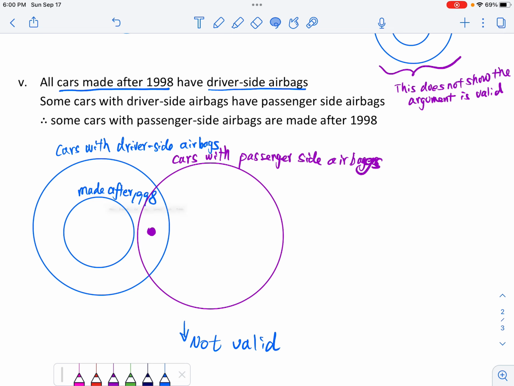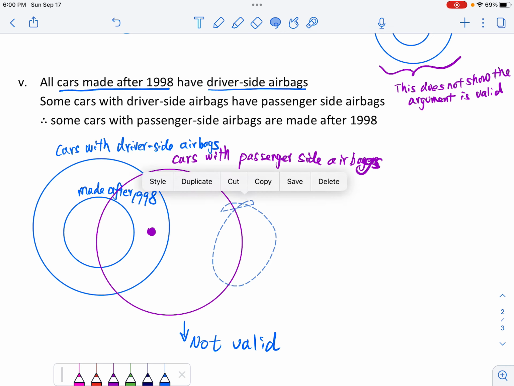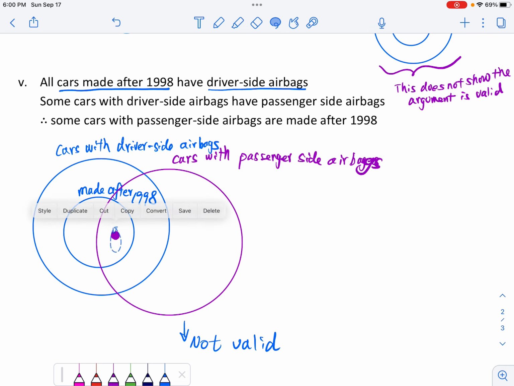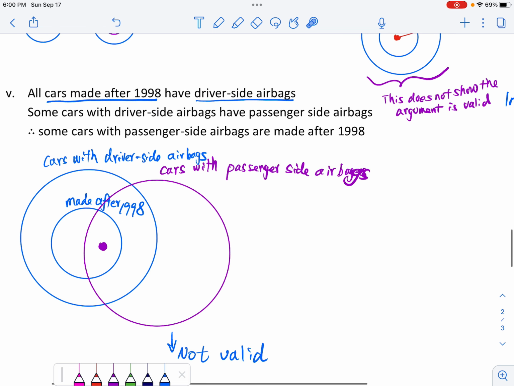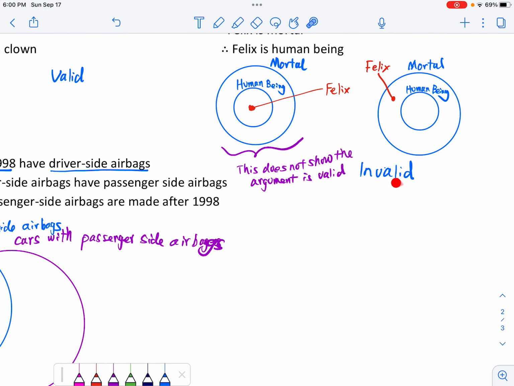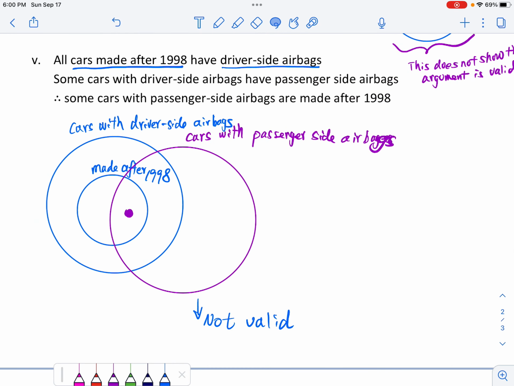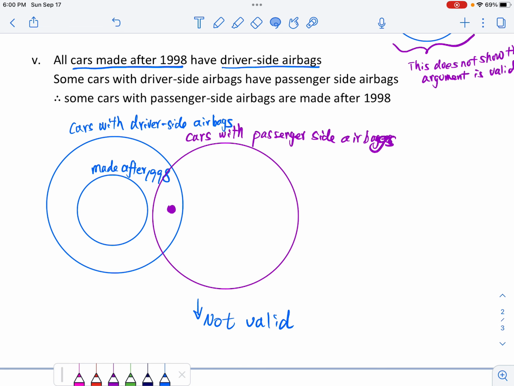So again, if you feel like I can continue to move this inside and you move this circle inside, which shows, hey, there's some possibility that it's made after 1998. Well, again, this doesn't show this argument is valid. Just like here, this doesn't show it is valid because you find another one that shows it is invalid. Therefore, it is invalid. Therefore, we can use this to show the invalid. All right. So this is it for this particular section.